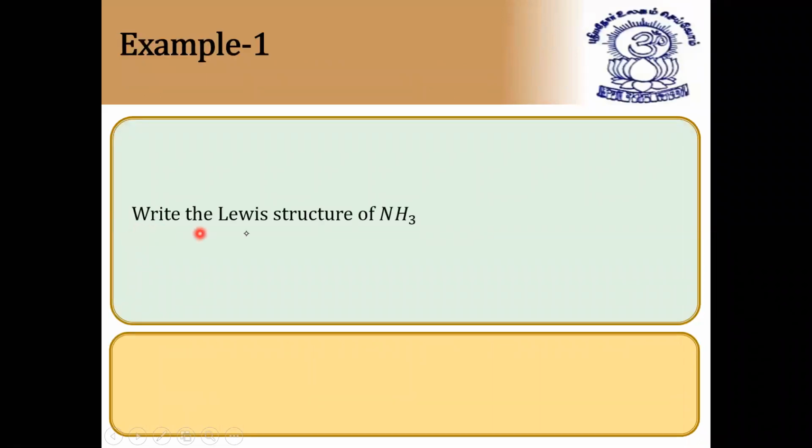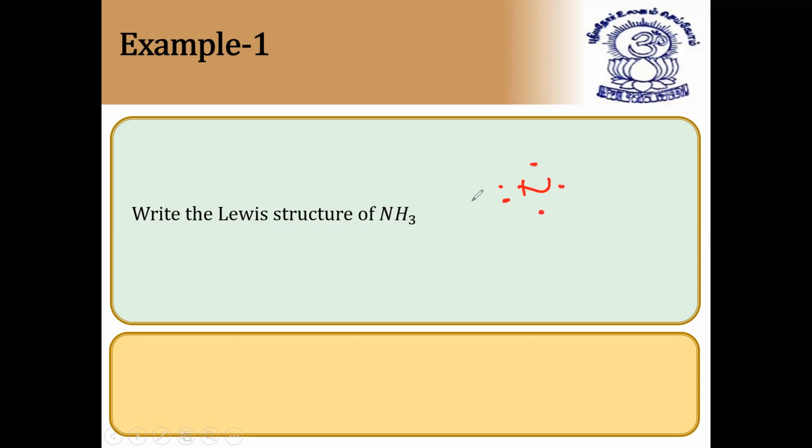Next, example one. Write the Lewis structure of ammonia. Let us take into consideration the structure of ammonia. First, we'll write hydrogen and nitrogen. Because nitrogen is less electronegative than hydrogen, nitrogen becomes the central atom. Nitrogen has how many valence electrons? 5 valence electrons. So 1, 2, 3, 4, and 5.